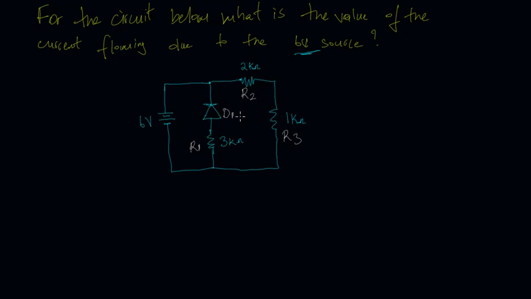So the first thing we look at is the type of components. And again, as we mentioned, we have a 6-volt source. We have 3 resistors and a diode connected in this circuit. So we have our 4 components and they're connected in a series parallel configuration. So that's 2 things we know about our circuit. We have 3 resistors, a diode with a 6-volt source, and they're connected in a series parallel configuration. So the question wants us to find the current flowing due to that 6-volt source.